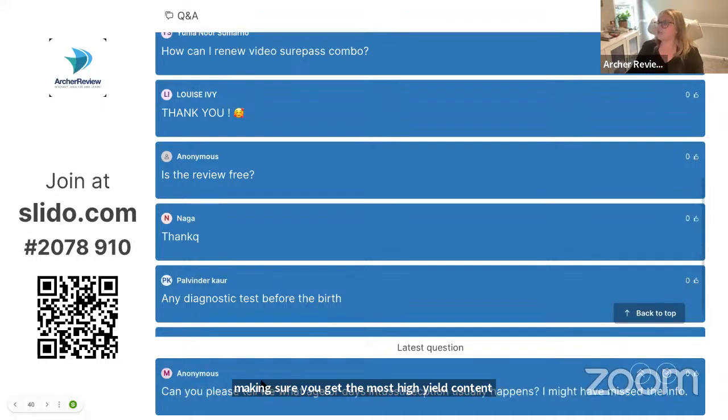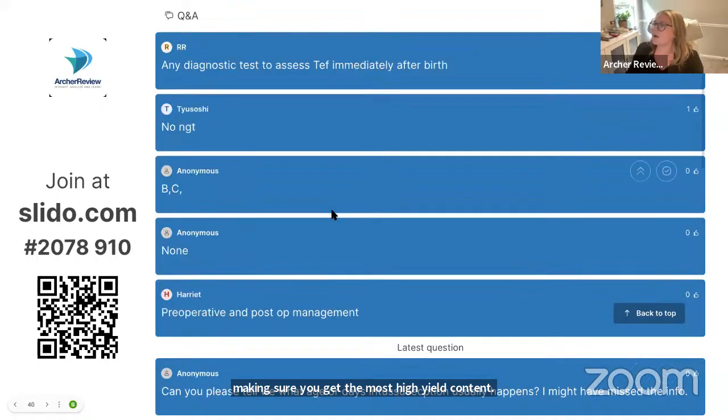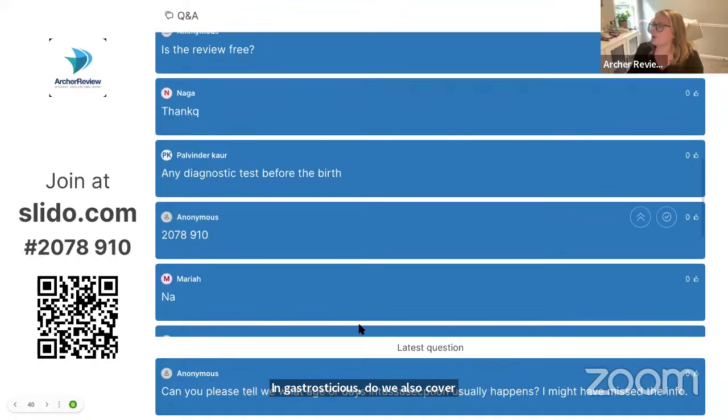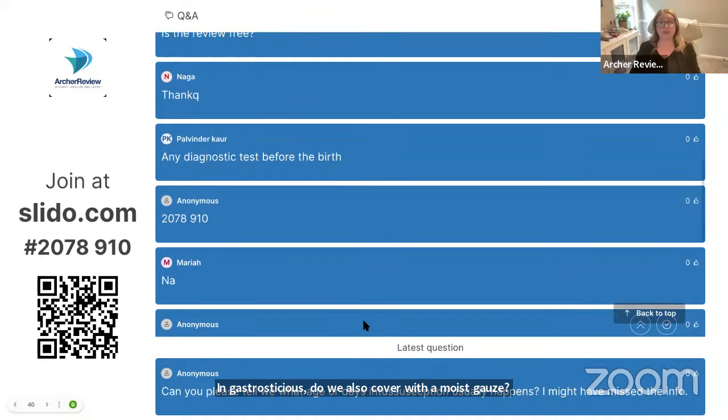In gastroschisis, do we also cover with a moist gauze? Yes, very important to do that in gastroschisis, because we really don't want those intestines drying out. Really good question. I liked that. Both gastroschisis and omphalocele, covering with that moist sterile gauze, very important.